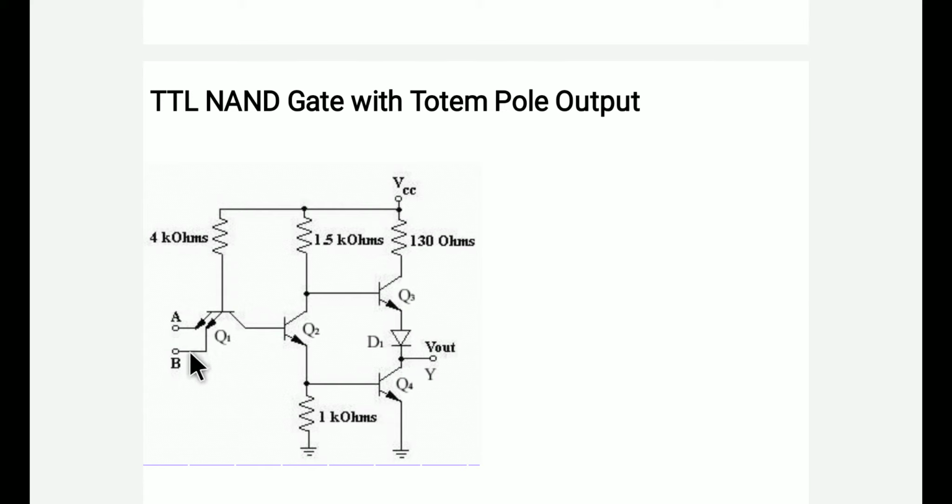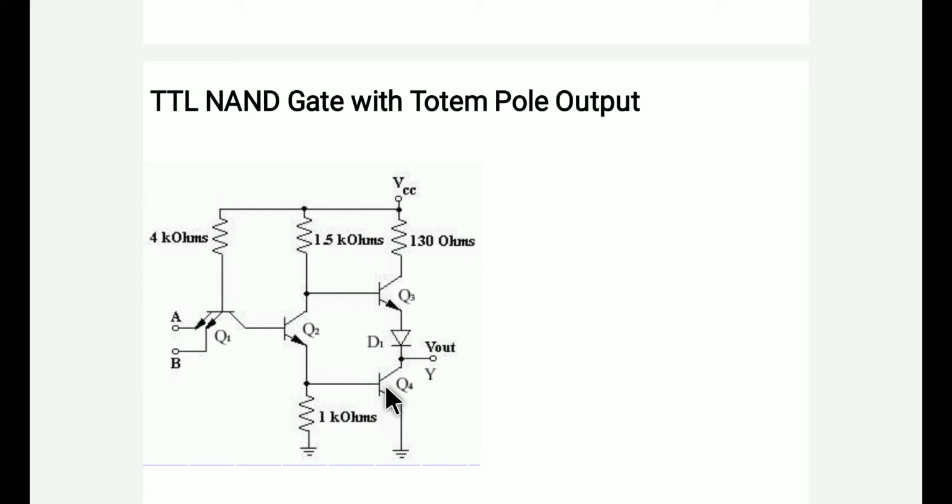If A and B are high, Q1 does not conduct. The base of Q2 goes high. Q4 goes into saturation with this base voltage and hence the output is low. The drop across the diode keeps the base emitter junction of Q3 reverse biased. Hence Q3 is off, or else conducts slightly, when the output is low. Now Q4 conducts when the output is low.